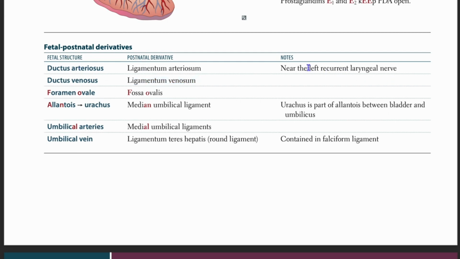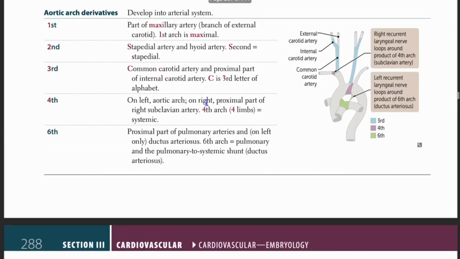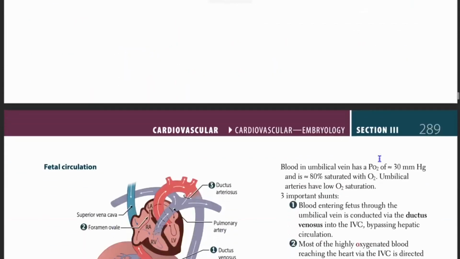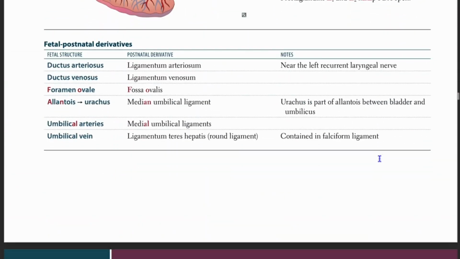Oh yeah, remember, on this side it's this, and on the subclavian side it's going to be the right recurrent laryngeal nerve, right? That was over here, this part, that told us about that. And this was a derivative of the fourth arch, whereas the ligamentum arteriosum is a product of the sixth arch, or the PDA was a product of the sixth arch. Right? Okay, foramen ovale is called fossa ovalis.